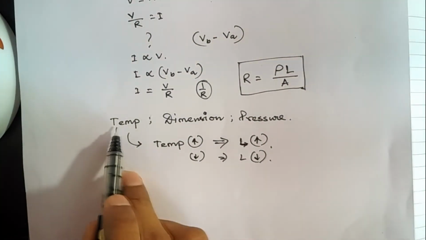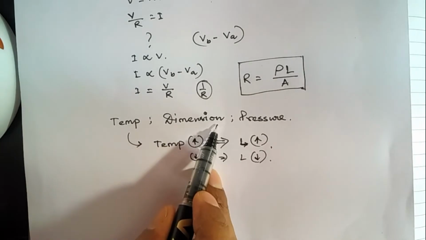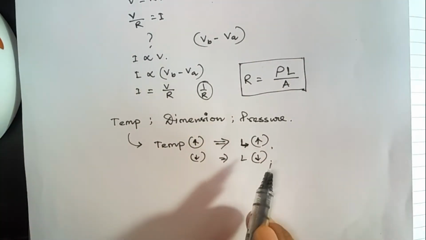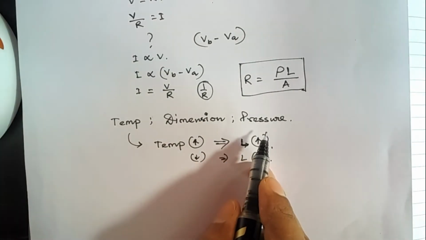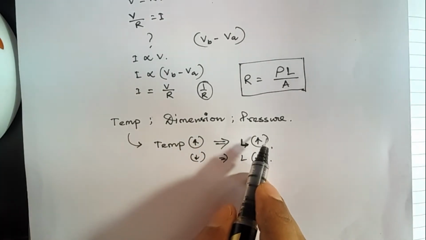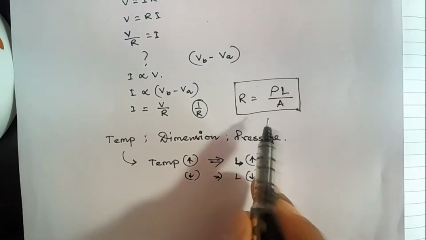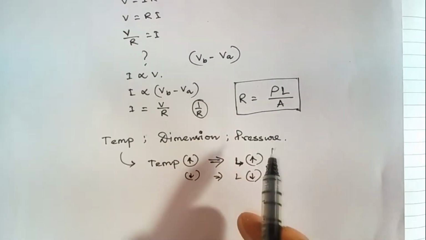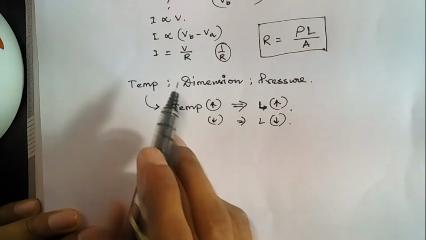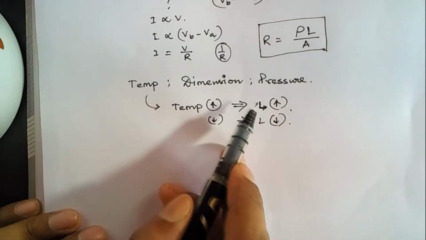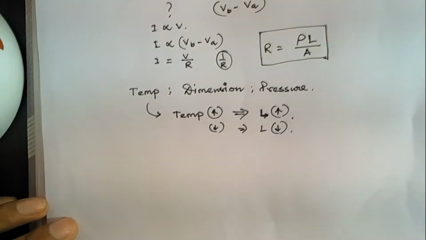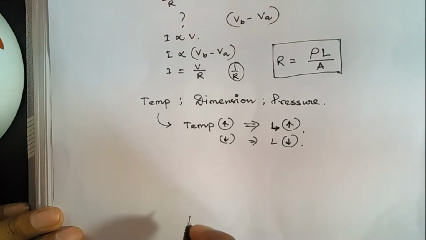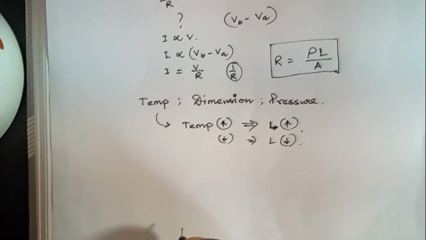So if temperature changes, or dimension changes, or pressure changes, the length or the area could change, and it affects the resistance of the material. That's why these three physical conditions should remain constant. This is a very basic concept.